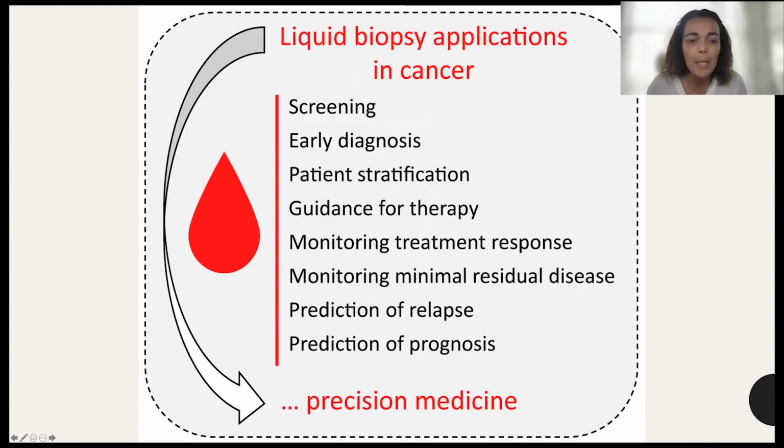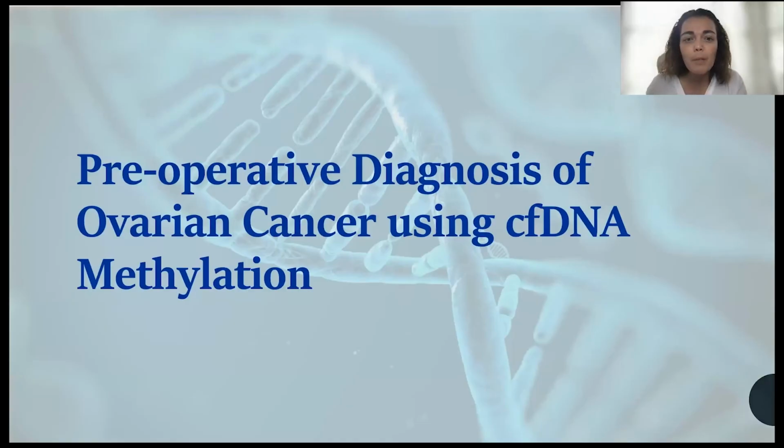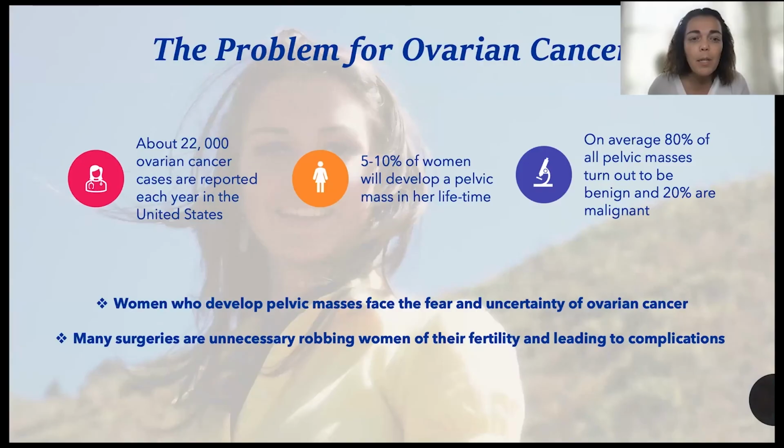In the last couple of minutes, I just want to show you a little bit of data from my lab on how we're using cell-free DNA methylation liquid biopsies to try to improve diagnosis of ovarian cancer. Very quickly, there are 220,000 women each year who develop a pelvic mass in the United States, and we can't preoperatively diagnose that pelvic mass as either benign or malignant.